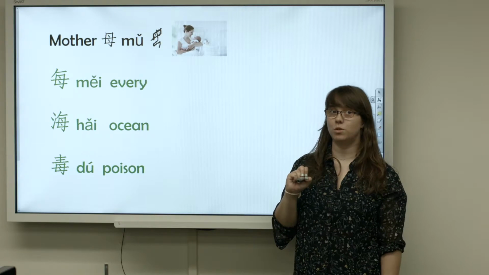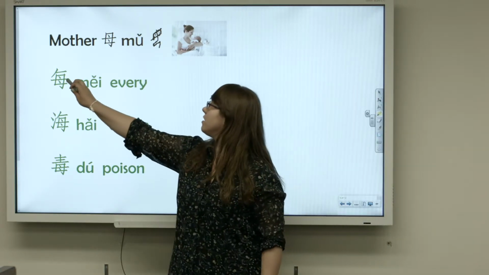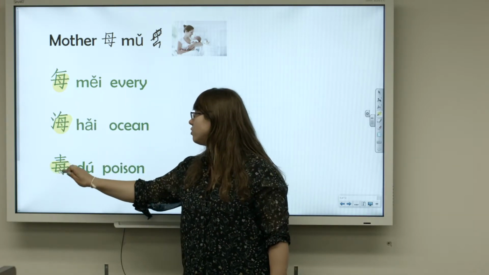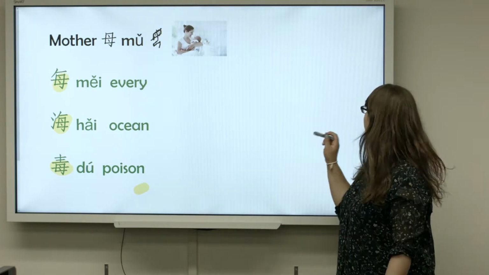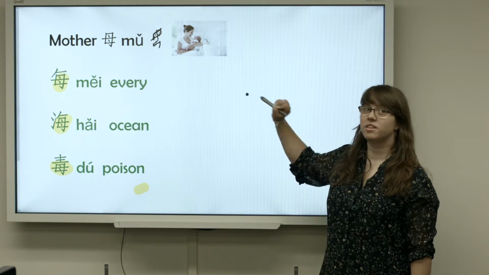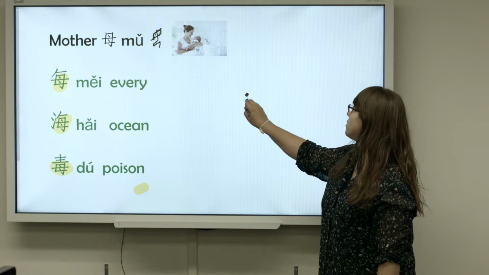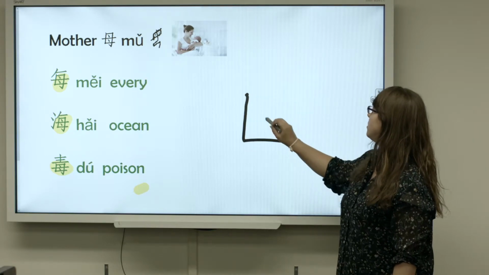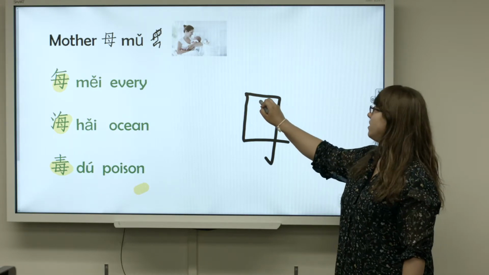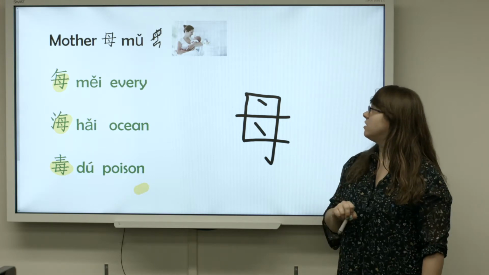Next is mother, or 母. This can be found in characters like 美, meaning every, 海, meaning ocean, or 毒, meaning poison. Let's give it a try. Remember that this is one of those characters that is an exception to the FedEx rule. So we start with 竖折, and then a 横折钩 to create our box. And then a dian, 横dian, 母.